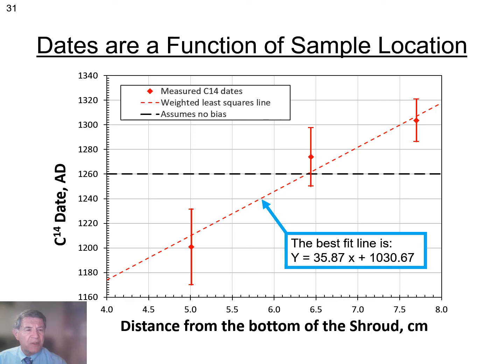A constant 1260 date, indicated by the black dashed line, only passes through one laboratory's carbon date, but misses the other two. The red slope line is a much better fit to the data, with a slope or gradient of about 36 years per centimeter. How is this slope in the experimental data to be explained, since it is unlikely that the uncertainties in the carbon dates is the correct explanation?